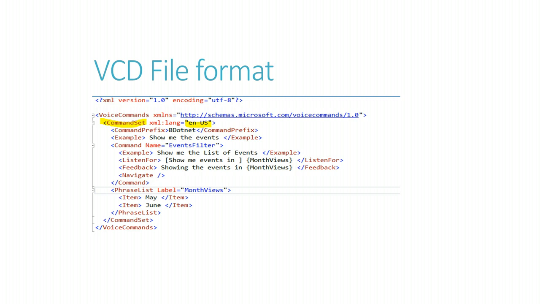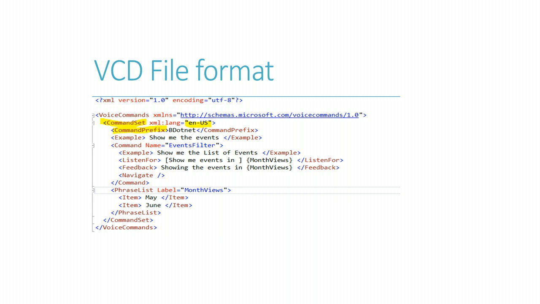The next tag is the command prefix. The command prefix is like an alias name for the Windows Phone to recognize the commands in your Windows Phone app. If your app name is too difficult to pronounce or if it includes some kind of numeric digits within it, then you can use this to quickly identify your app using voice.